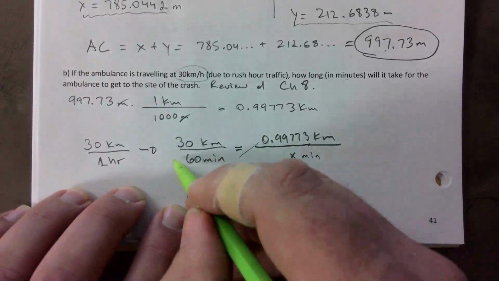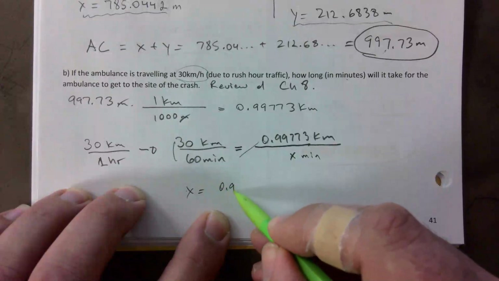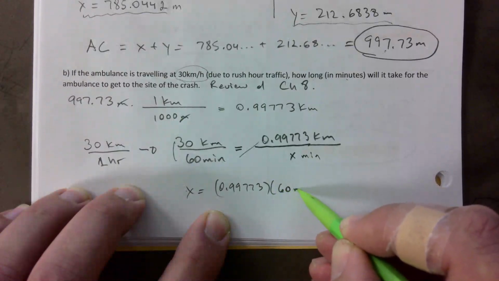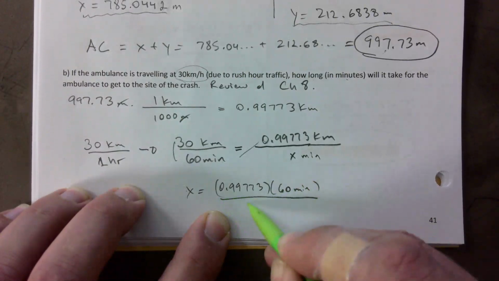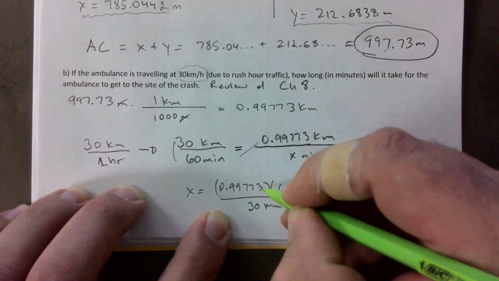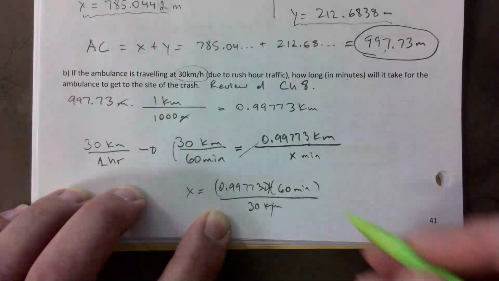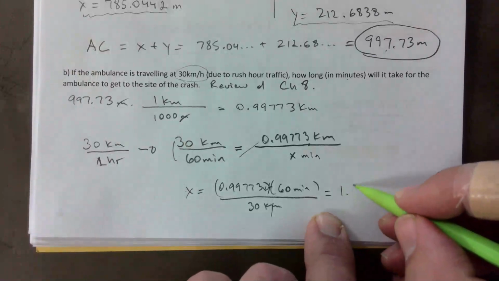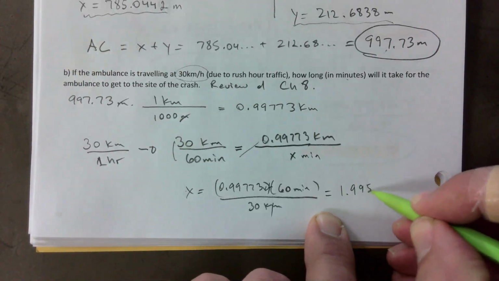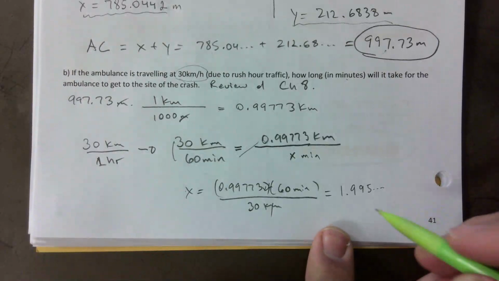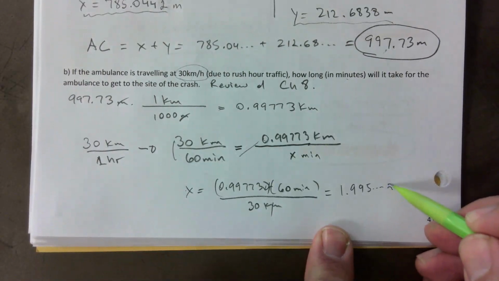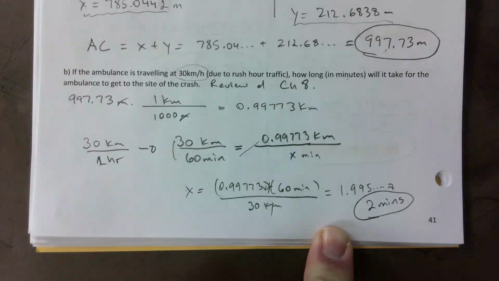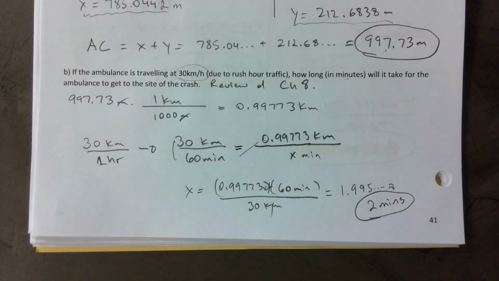And you just cross multiply and divide just like before. That's 60 minutes divided by 30 kilometers. By the way, this is kilometers as well, so kilometers cancel out, you're left with minutes. So if you multiply and divide, according to my key, you get 1.995, that keeps going. So that's effectively 2 minutes. It'll take the ambulance 2 minutes to get to the crash site.